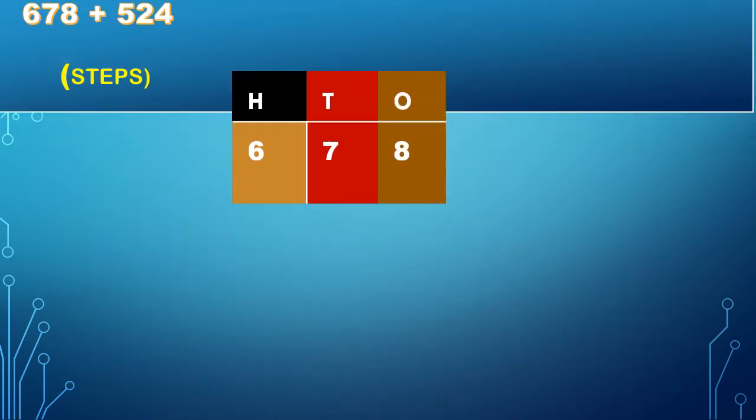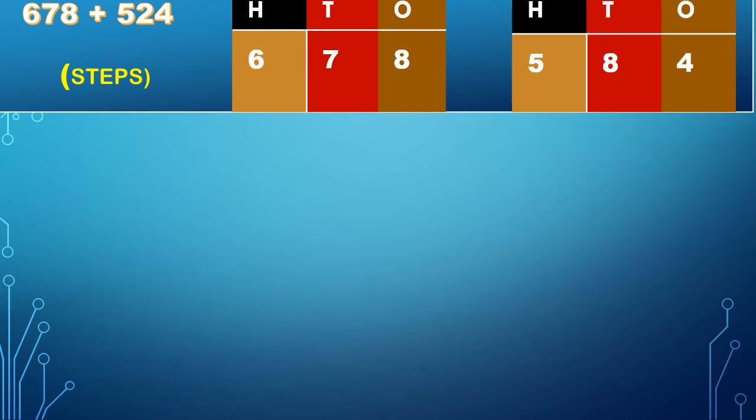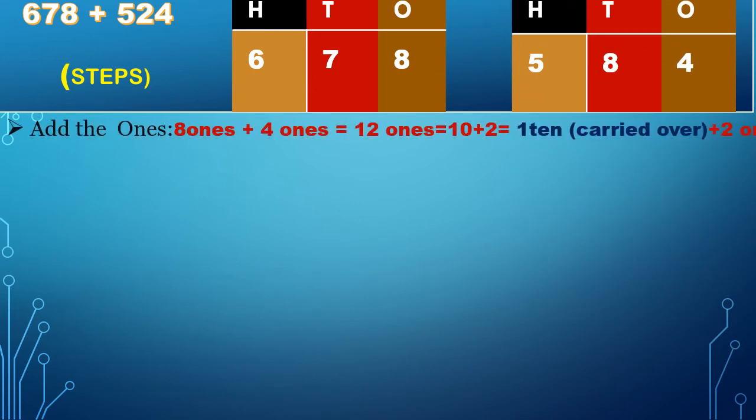After placing the numbers according to their place value, first of all add the ones, that is 8 ones and 4 ones will be added together and then you will get 12 ones. 12 ones means 10 plus 2. So this 10 will be carried forward to the tens place and 2 ones will remain here.